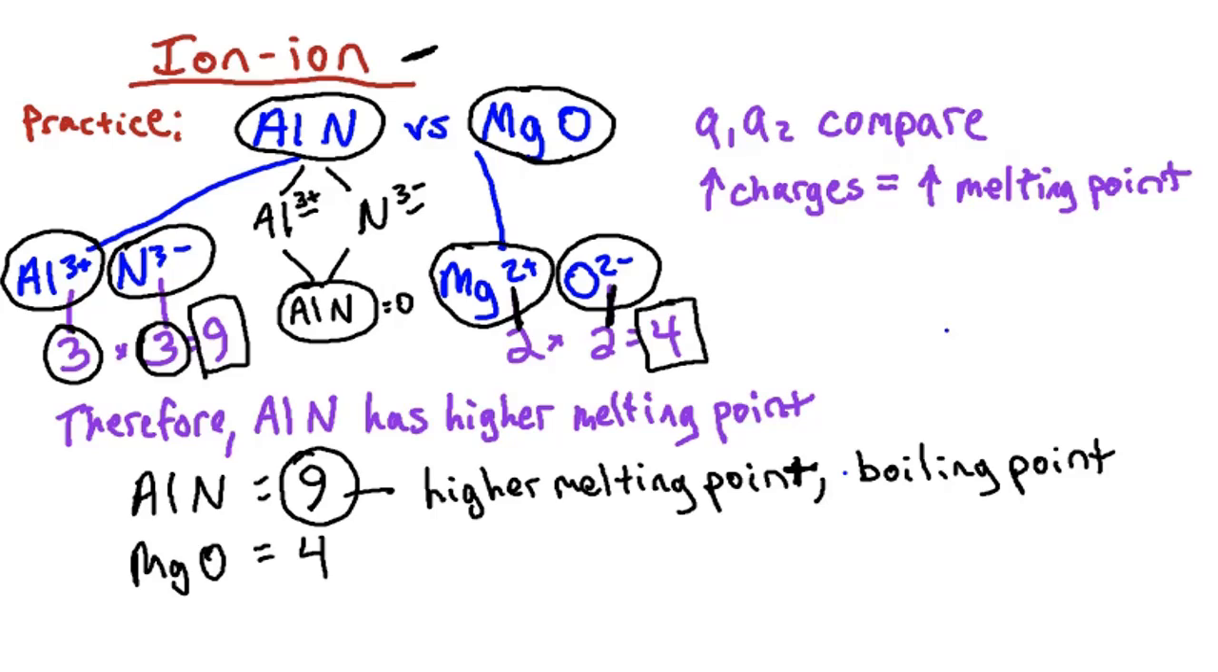So because if you take the charge of 3 of the aluminum and the charge of 3 of the nitrogen, multiply it together, you get 9 compared to the magnesium oxide, which those charges multiplied together is only 4. So when you compare ion to ion interactions, whichever has the highest number when you multiply the charges together from the ions, that's the one with the higher melting point.